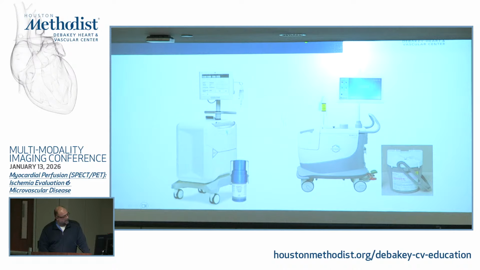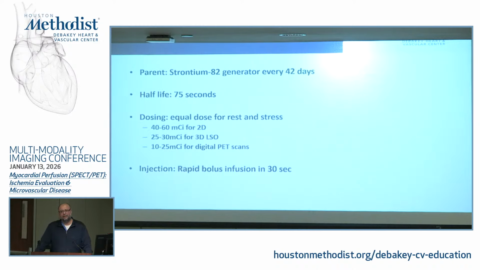You get this generator, this one or this one. You get it every 42 days. How much you inject depends on your camera. So if you have a high-end camera, you can inject lower doses. If you have a lower-end camera, then you have to inject higher doses. And we injected over 30 seconds.